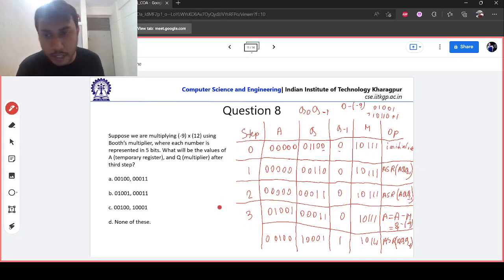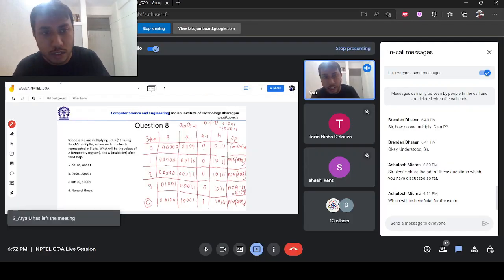Right, so the correct answer is option C. This will be the value of A and Q after the third step. So if you have any doubt, you can ask.